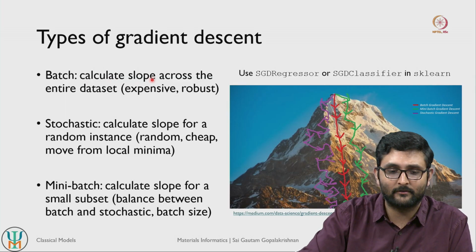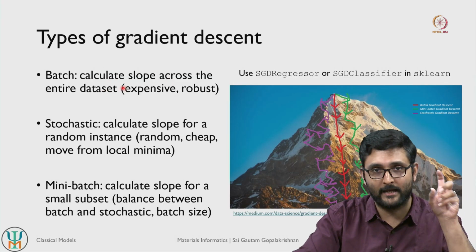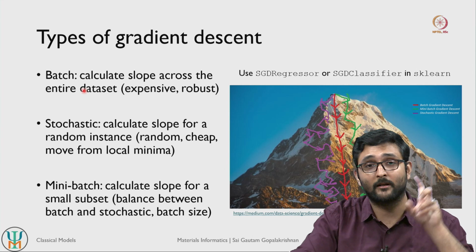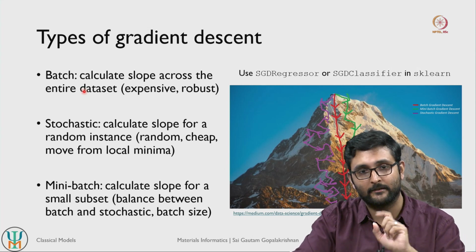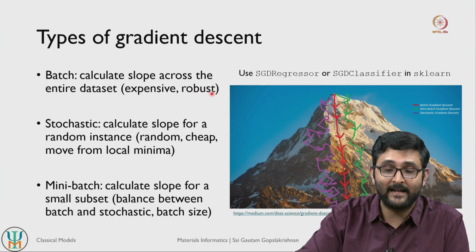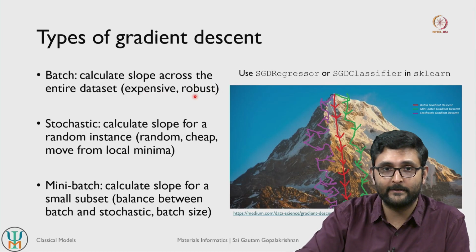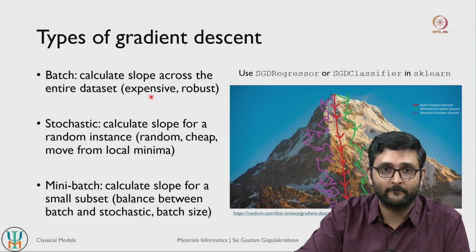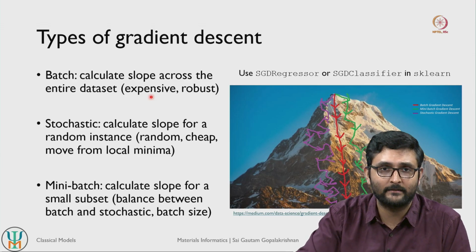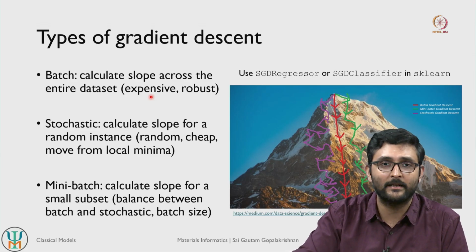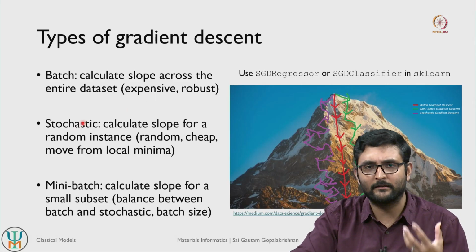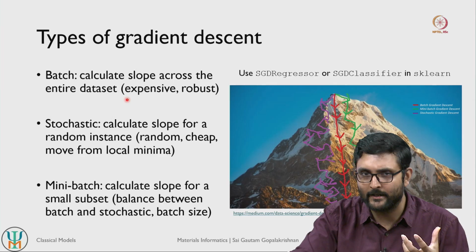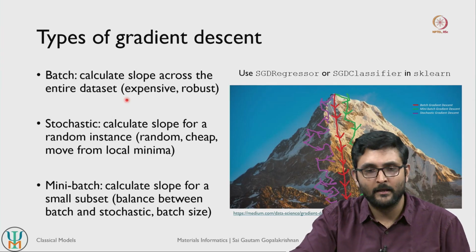So here you calculate the slope of the error function with respect to your weights and biases across the entire data set before determining the direction of maximum descent. This is a fairly robust way of doing gradient descent, but it can also be very expensive, especially when you have very large data sets that run into millions and billions of data points. Even in some cases, even hundreds of thousands of data points, batch gradient descent can be very slow.